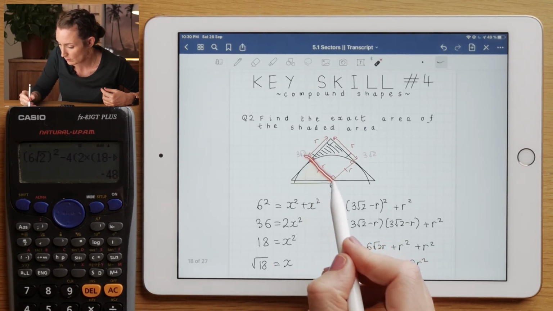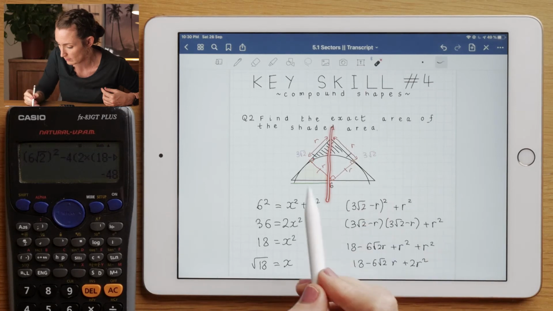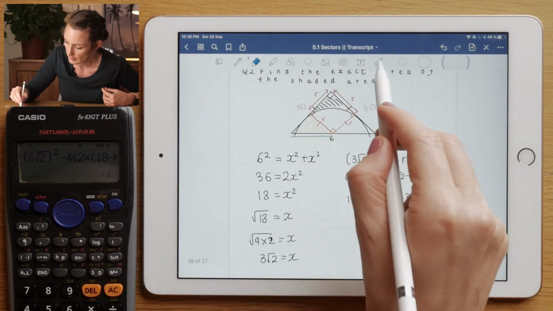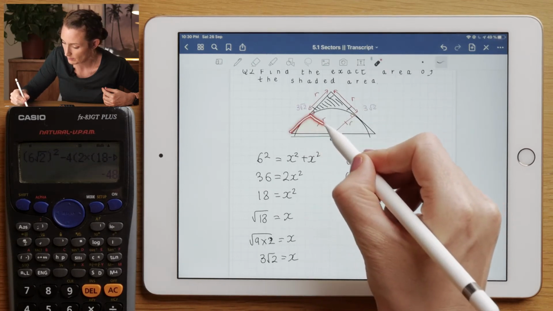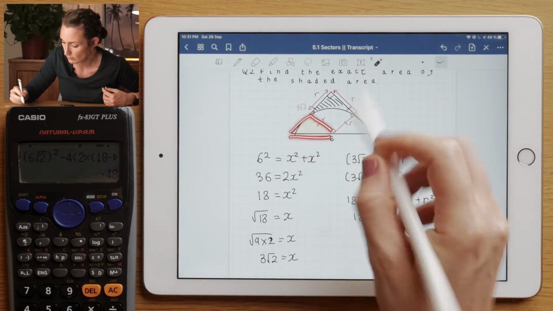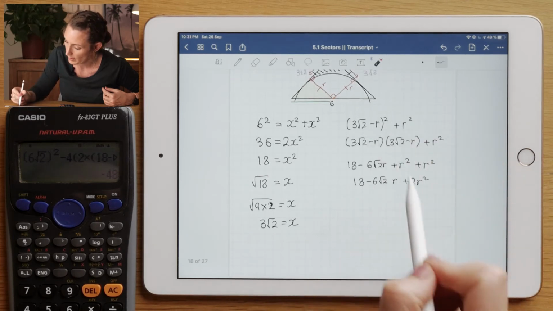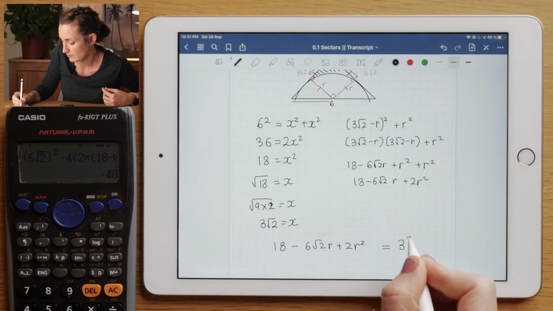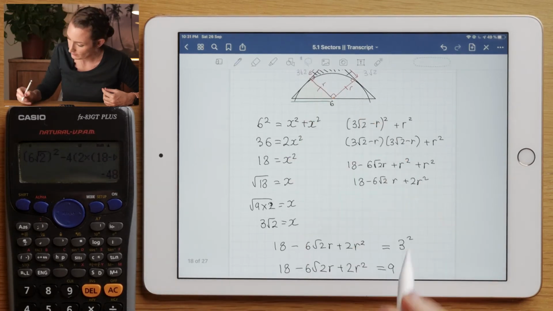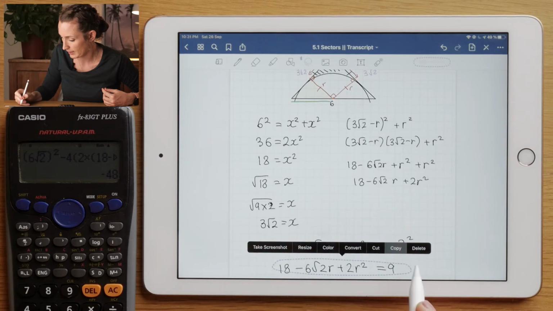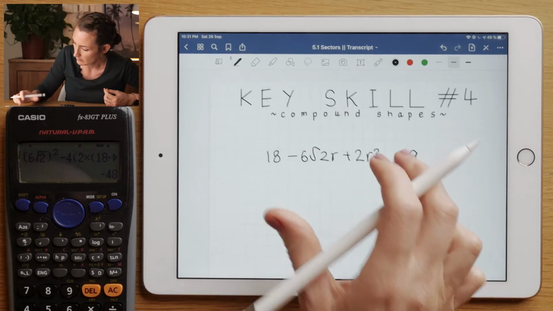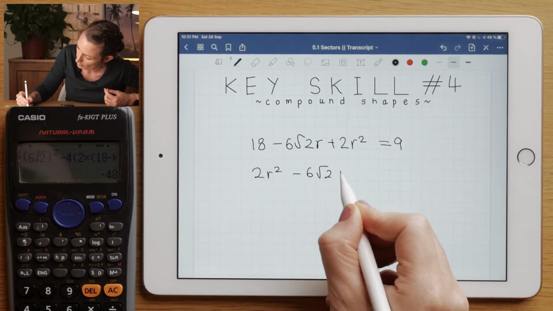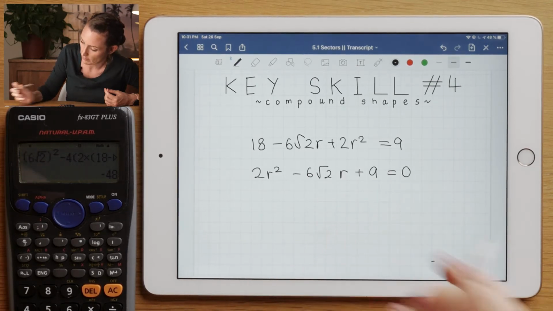So if we just take this one, we can see that this problem is completely symmetric down the middle. So this length here, this green length here, must be 3. So we can say a squared plus b squared is equal to 3 squared. Now we know what a squared plus b squared is, and then that needs to equal 3 squared, which is 9. All we have to do is tidy up that expression. So we're going to have 2r squared minus 6 square root 2 r plus 9 equals 0.